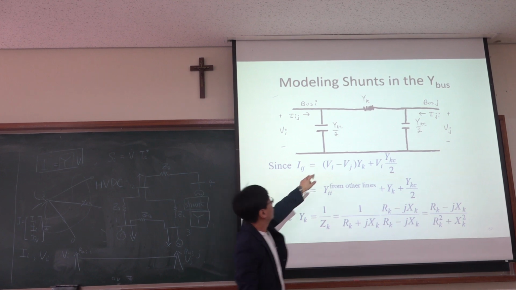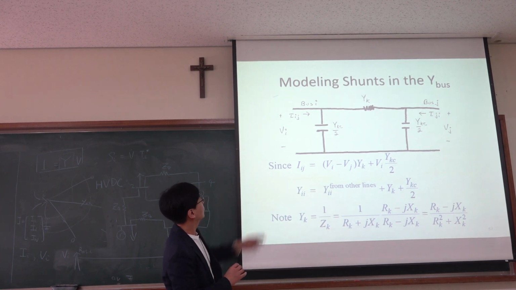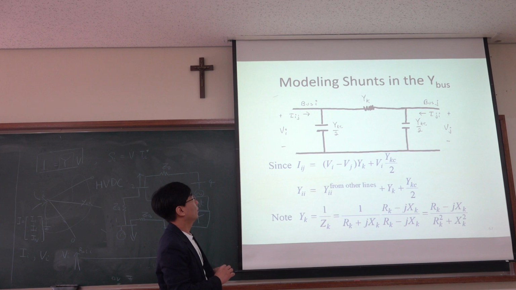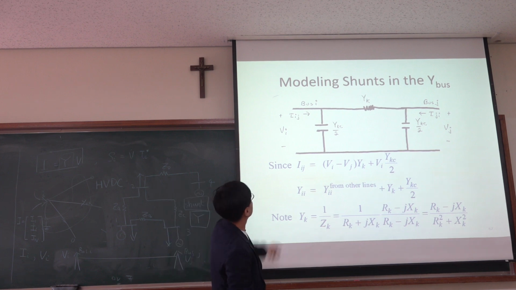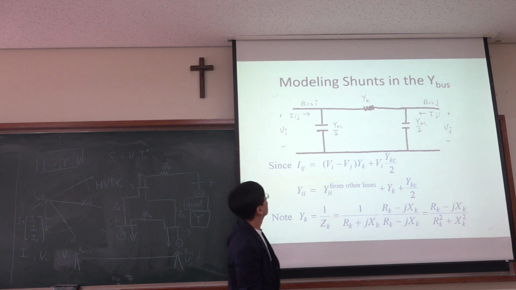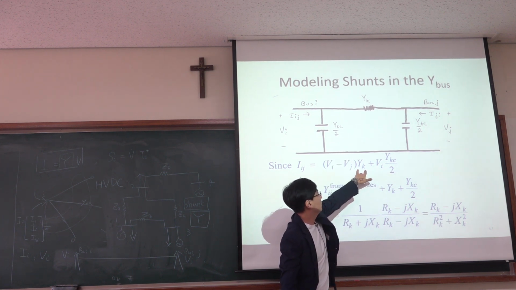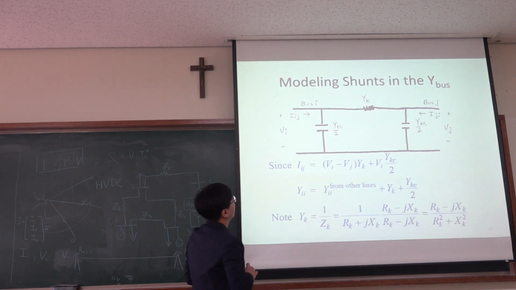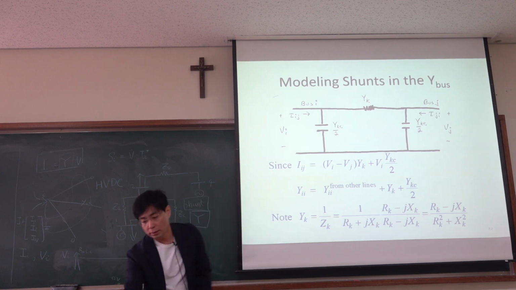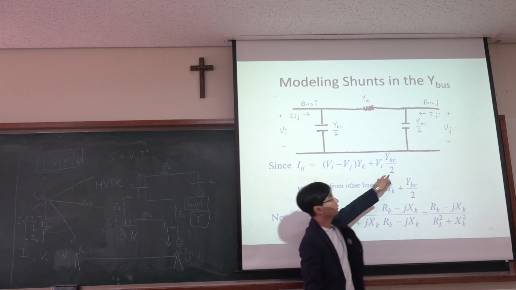So when we have this component and that component, what I want to do here is model the shunt capacitance in the Y bus. The current from I to J, that is I sub Ij, is the voltage difference Vi minus Vj times the admittance of line K. But you see, there is a current from bus I, and the other current. So that is this part.